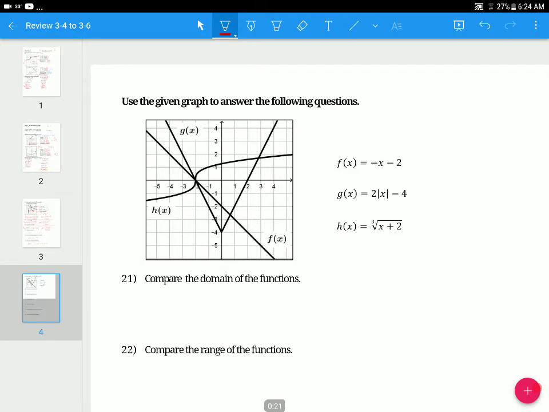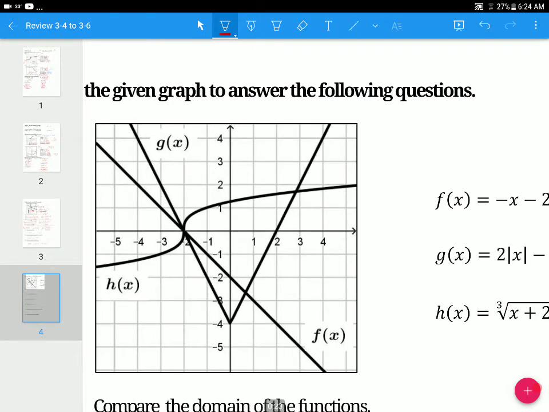Let me zoom in so I can write a little cleaner. It is a line. That's this guy right here. Okay. G of x is an absolute value. That's this big V right here. Okay, and h of x is a cube root.